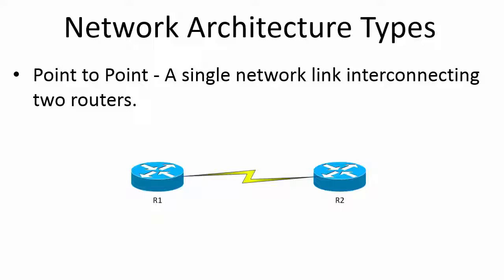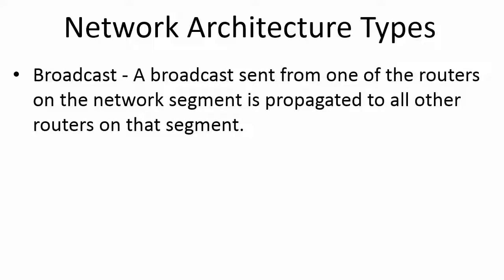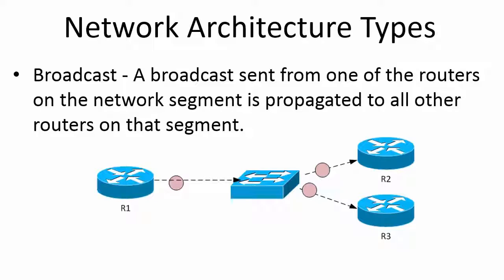The next architecture type is broadcast network. A broadcast is sent from one of the routers and then propagated to all other routers on that segment. Ethernet networks, like the one you see below, are common examples of a broadcast network.